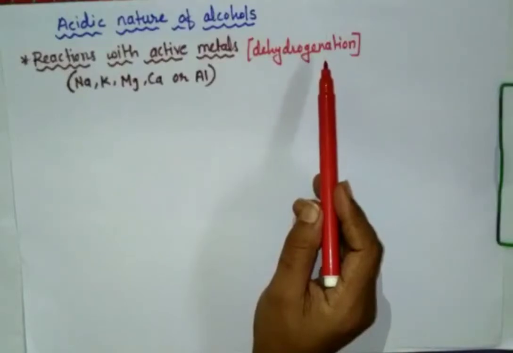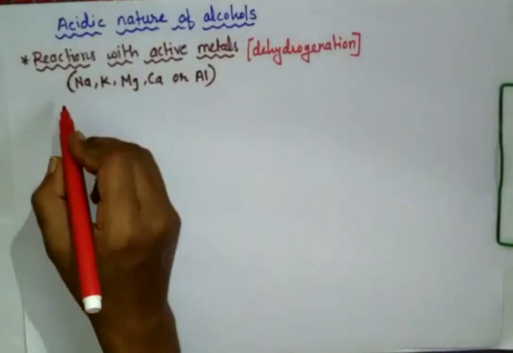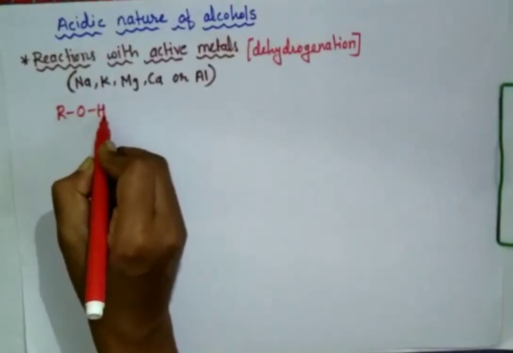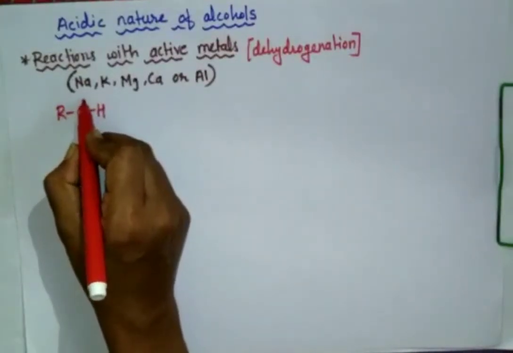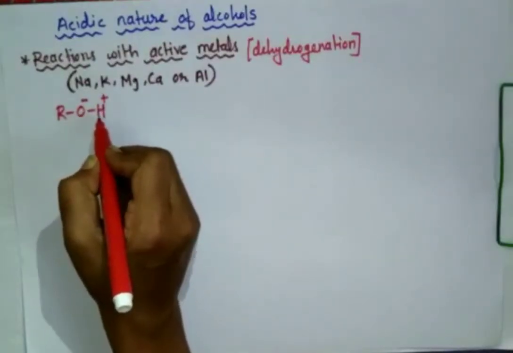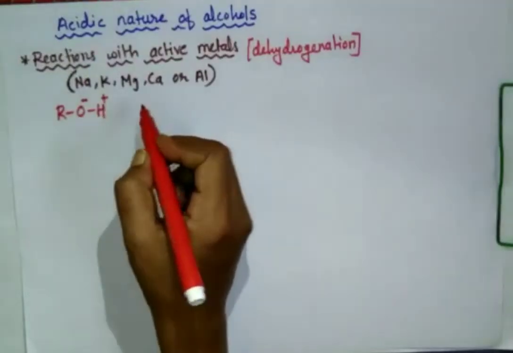Dehydrogenation means removal of hydrogen. When alcohol reacts with these alkali metals or active metals, there is liberation of hydrogen, that is H2, and it shows that these have an acidic character. So how is it having acidic character? For example, alcohol we write as ROH. So here oxygen will have a negative charge and hydrogen a positive charge because of the electronegativity difference. Oxygen is more electronegative and hydrogen is electropositive.